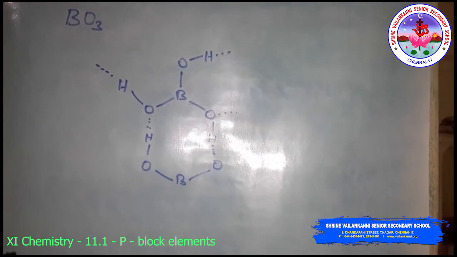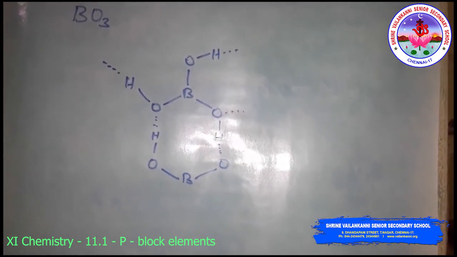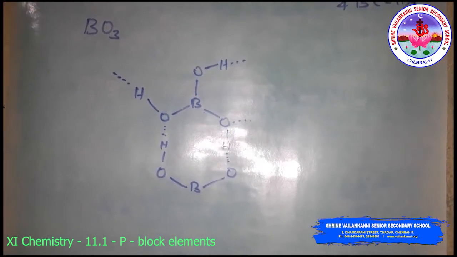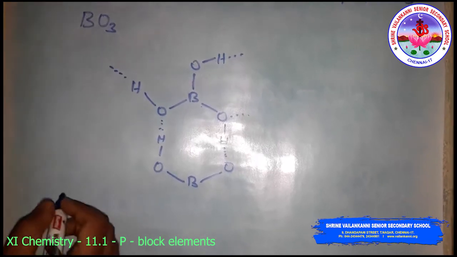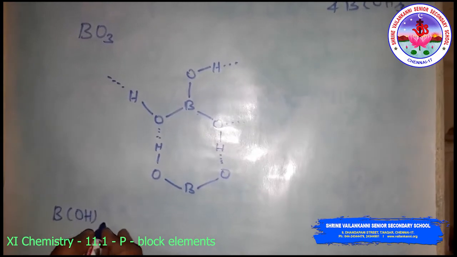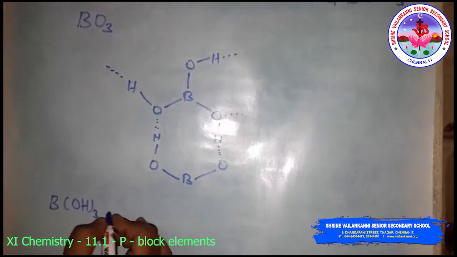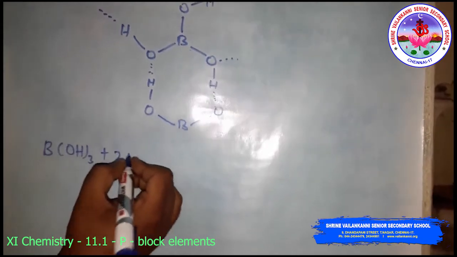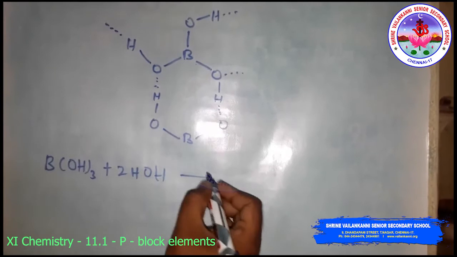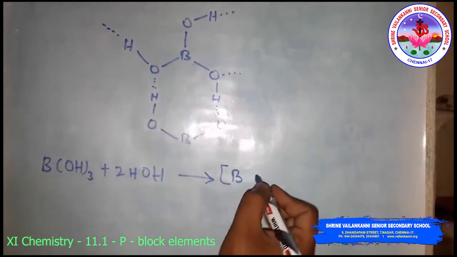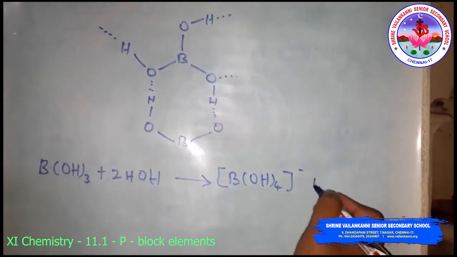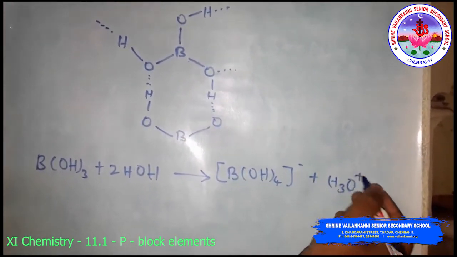Boric acid is a weak monobasic acid. It is not a protonic acid but acts as a Lewis acid by accepting electrons from the hydroxyl group. For example, the reaction is orthoboric acid reacting with water. We can write it like this: HOH, this is water, forming a complex and the hydronium ion.